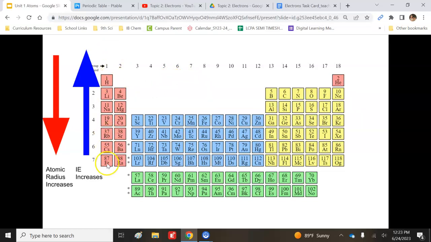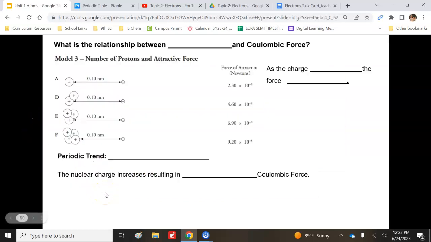And so as we go up and down a column on the periodic table, we are looking at the distance. So distance, how are those distances changing? As I go down the column, my distance is getting larger, which is going to have an inverse effect on atomic radius and ionization energy.